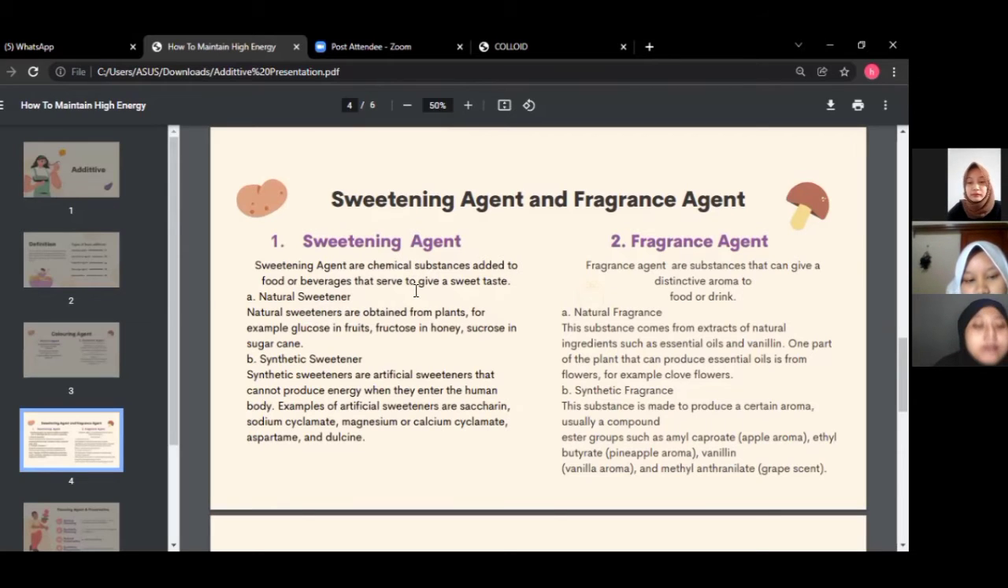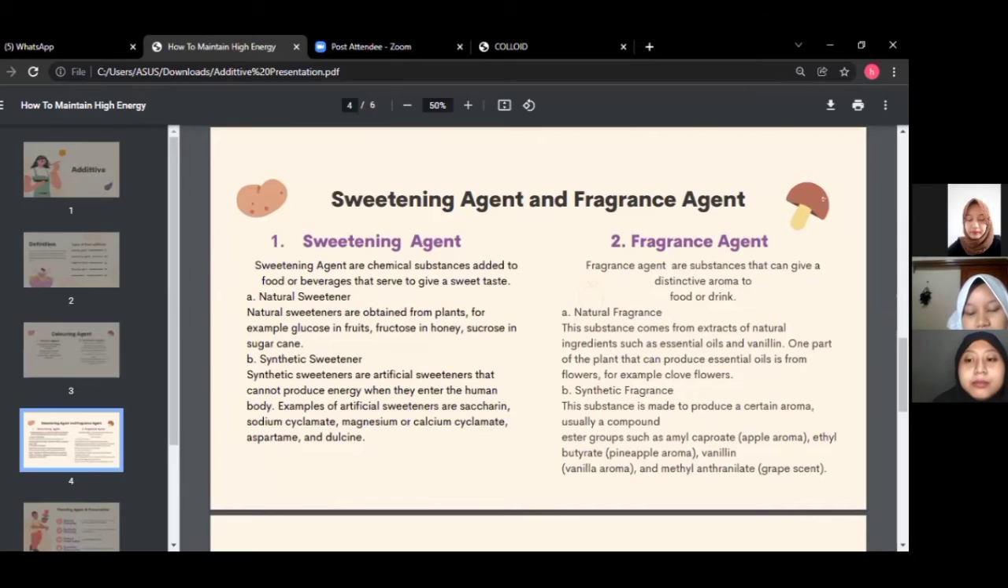And for the synthetic sweetener, synthetic sweeteners are artificial sweeteners that cannot produce energy when they enter the human body. Examples of artificial sweeteners are saccharin, sodium cyclamate, magnesium or calcium cyclamate, aspartame, and then dulcin.